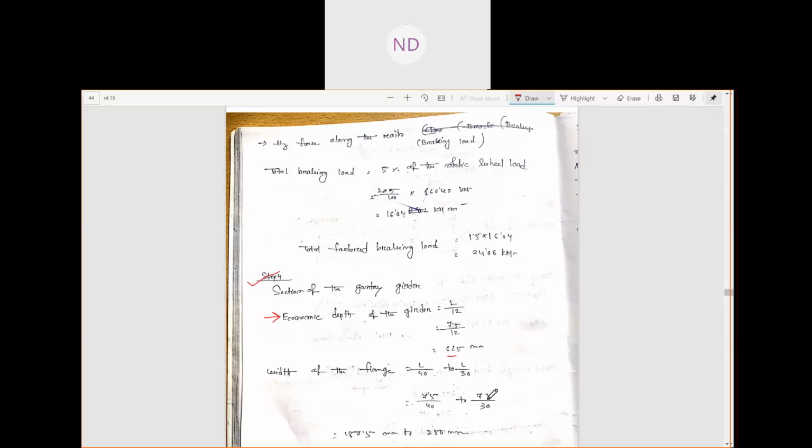We can take a total depth of 600 mm, because we have to select the I section. Then we have the width of the flange. Width of the flange is between L by 40 to L by 30. We take between this range. L is the span of the gantry girder, as we already know. Then we got the range of the width of the flange to be between 187.5 mm to 250 mm.